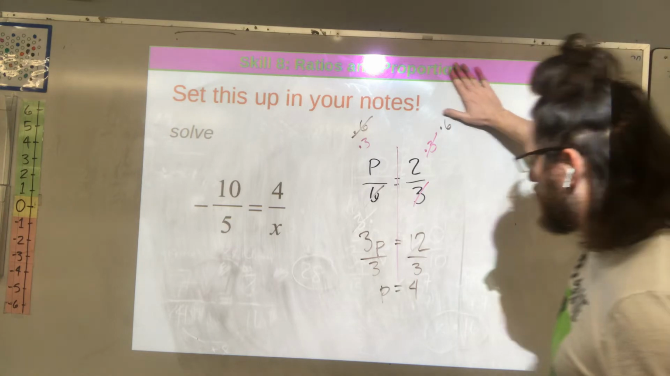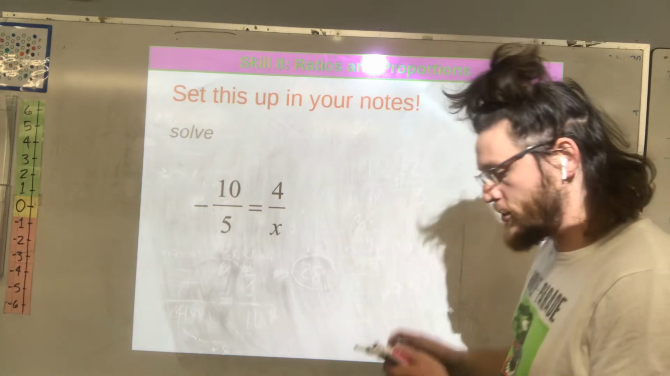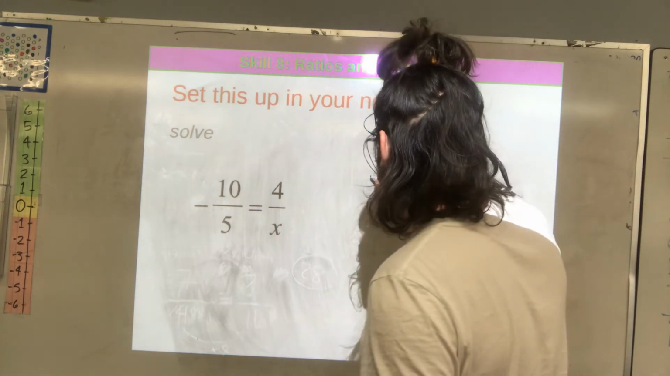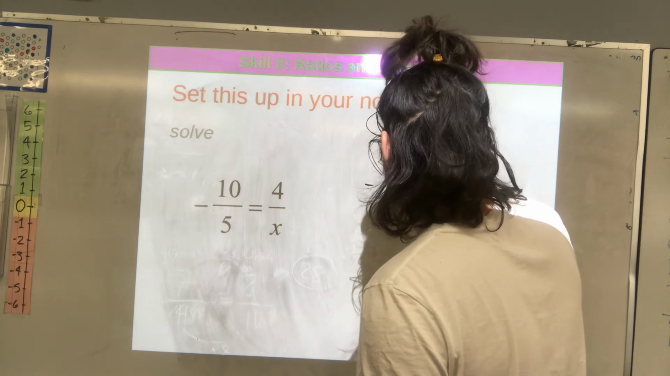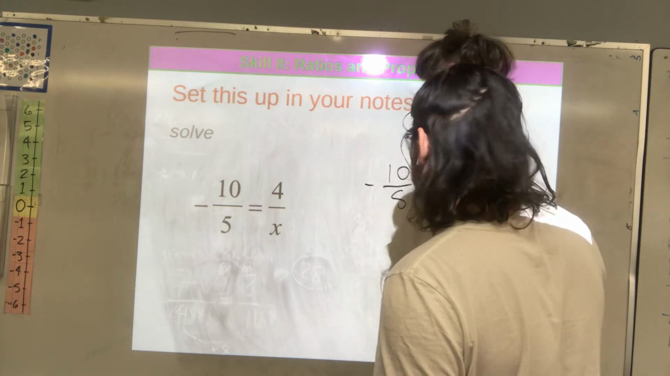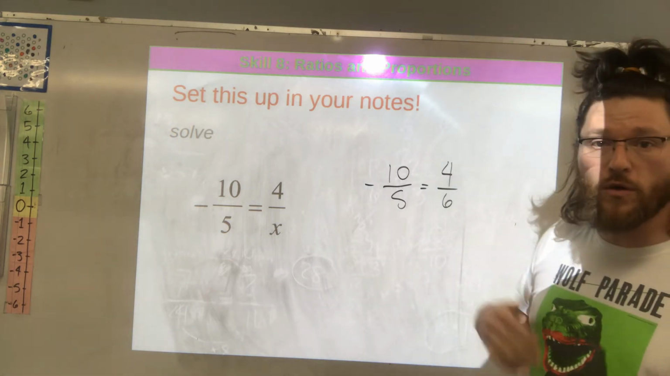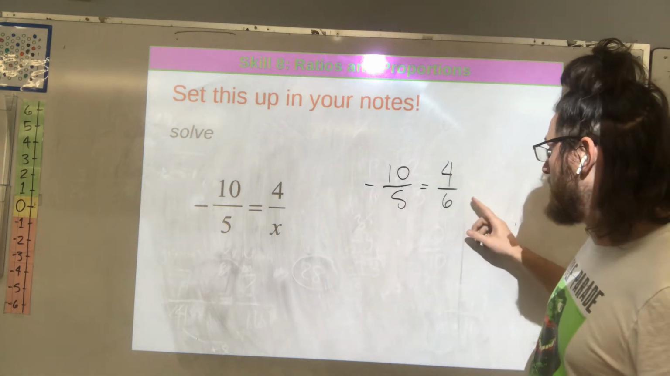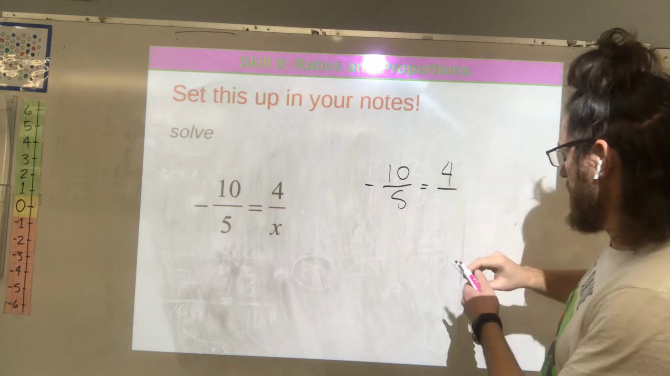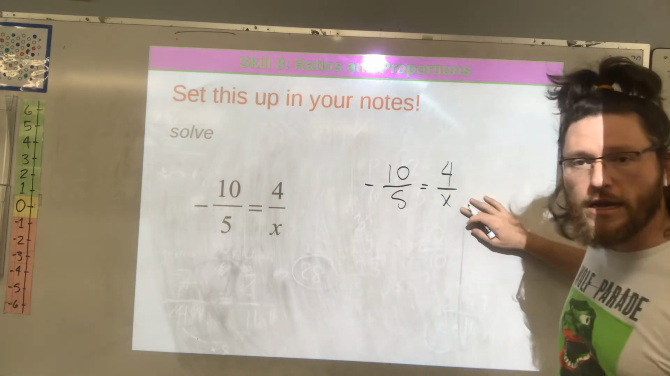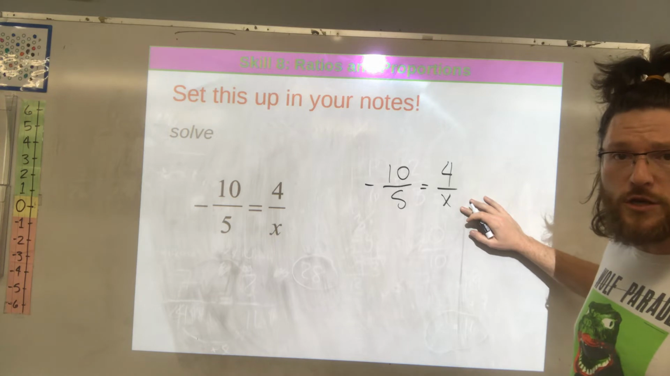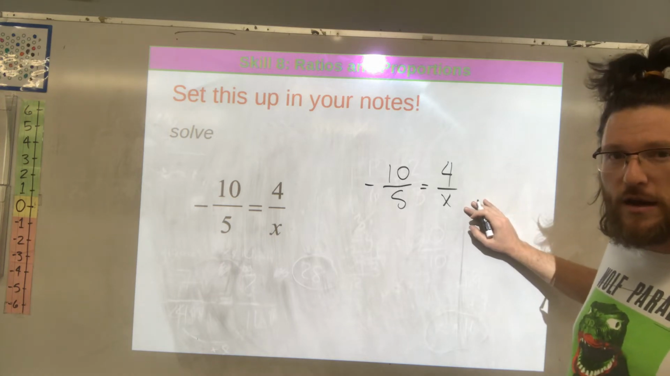I wanted to take a look at one more, though, and I made it harder in 2 ways. Okay? This problem says negative 10 over 5 equals 4 over x, right? So one of the ways that I made this problem harder is by putting my variable on the bottom. That's no longer on the top of one of my ratios, it's the denominator. So we're gonna have to figure out how to deal with that.